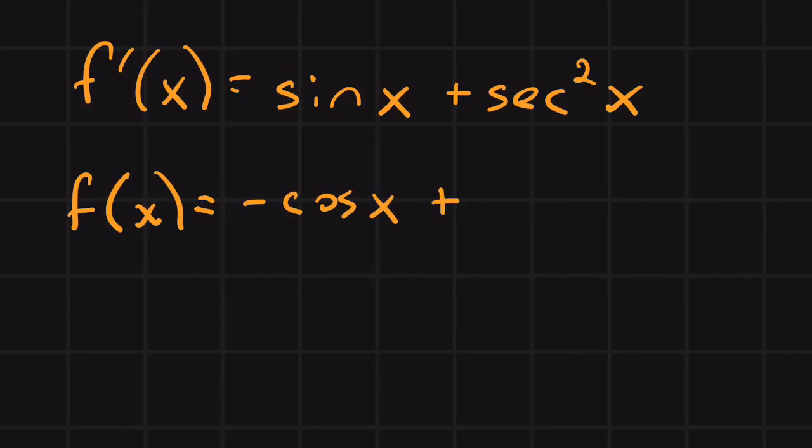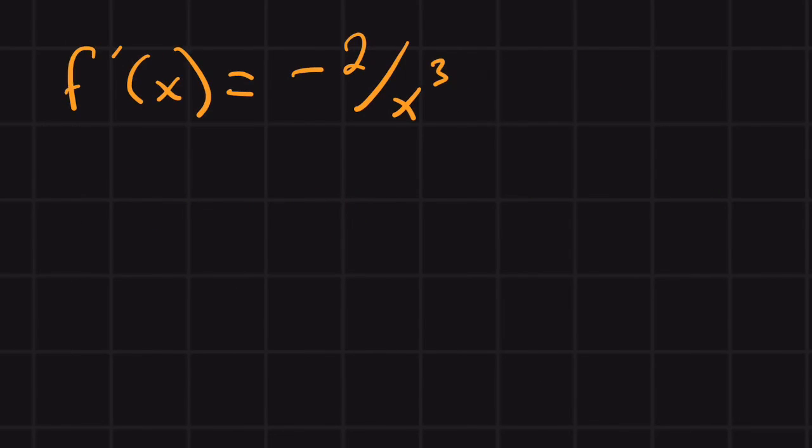And now if you just look down the list of trig functions and look for the one that has a derivative of secant squared, you'll see that tan of x has a derivative of secant squared. That means the antiderivative of secant squared is tan of x. Now that we've found the antiderivative of these two terms, we can add a plus c at the end.